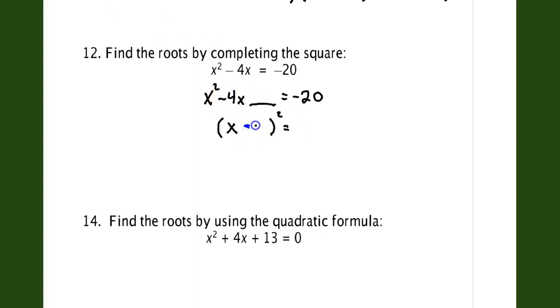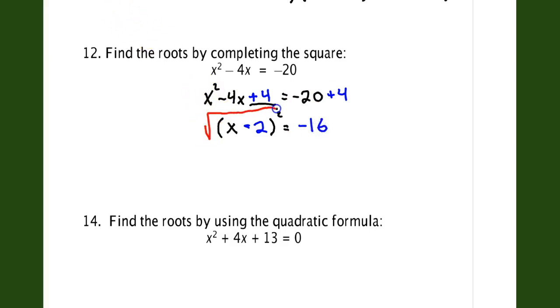So half of that is negative 2. Square it, so that's positive 4. Add that to both sides, and we'll get negative 20 plus 4, which is negative 16. And we can square root both sides and solve.